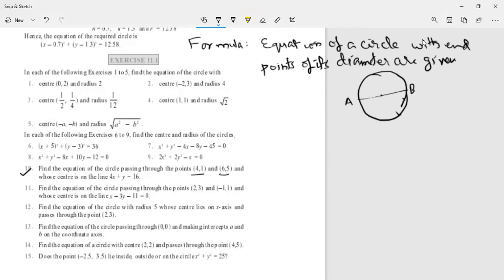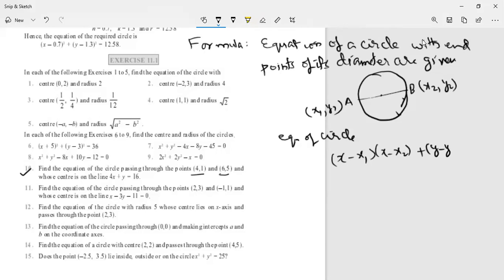AB is a diameter, and the endpoints of the diameter are given, meaning the coordinates of the endpoints are x1, y1 and x2, y2. Then the equation of the circle in this case can be used directly as x minus x1 into x minus x2 plus y minus y1 into y minus y2 is equal to 0. So this is another case that will come.